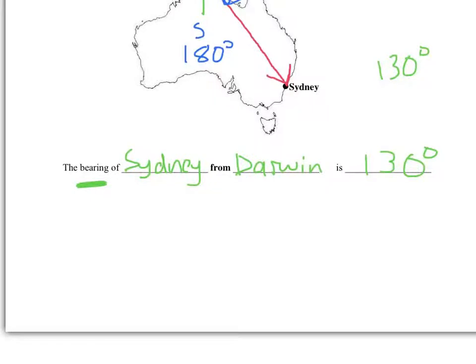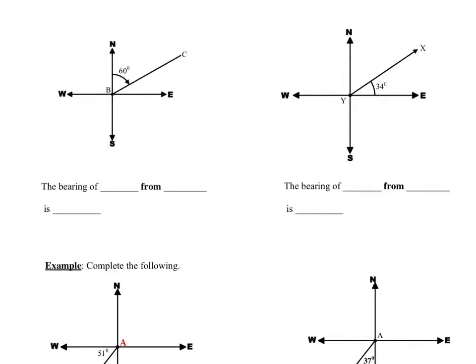Okay, let's move on. Now, let's have a look at our first example. Now see how the centre of the compass is at B. That means the bearing is being taken from B. So the bearing of C from B is, now clockwise from north, north is 0 degrees. Clockwise from north, that angle there is the bearing.